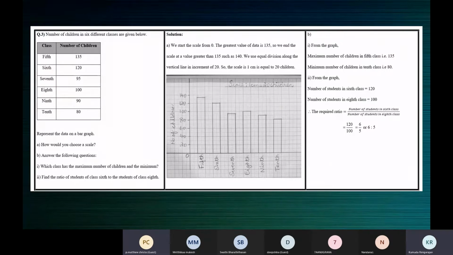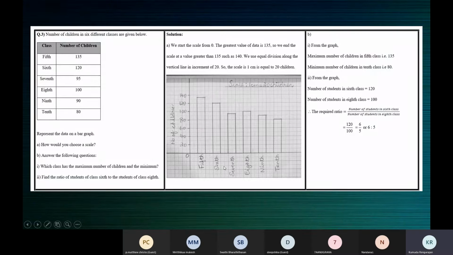Good evening, Matthew. Ma'am, this we should do as homework. Yes, Nandana, yes. I think we have discussed graphs in great detail, so we'll not spend time on this again. Take a picture of this one and complete it by yourself.